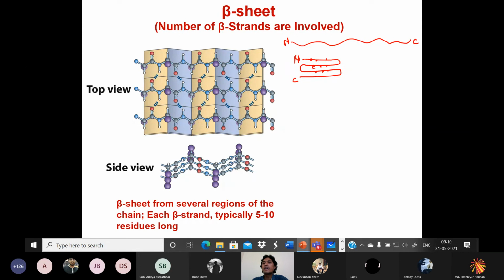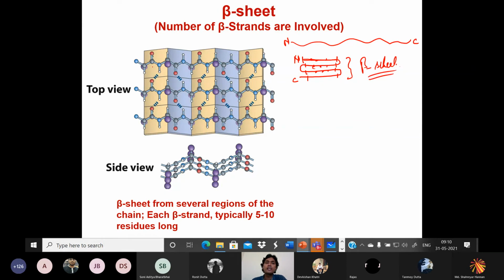So as a result of that, this segment is called one beta strand, this segment another beta strand, another beta strand. So multiple beta strands, just like primary structure, but they are arranged in such a way that finally they present like this and form hydrogen bonds, and because of this specific hydrogen bonding they stay like this. Together this is called a beta sheet, constituted by multiple beta strands.